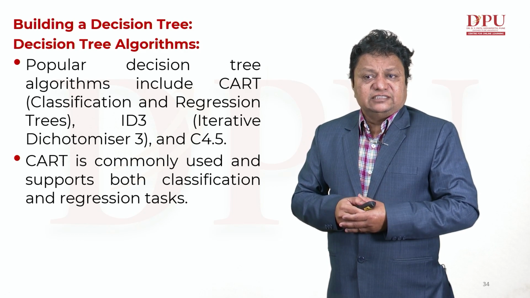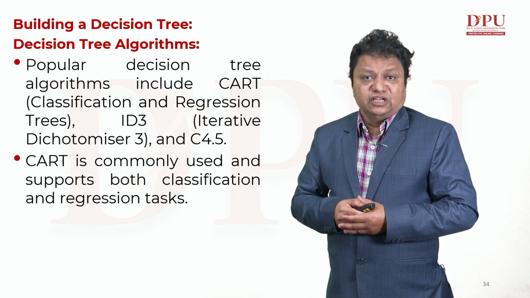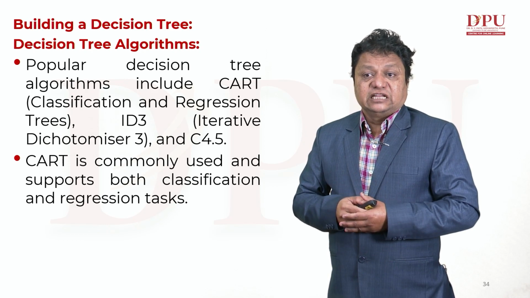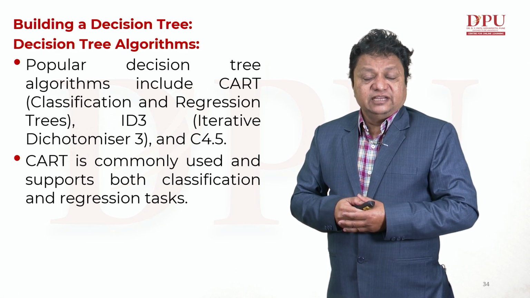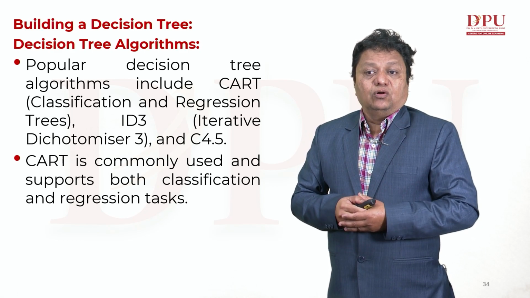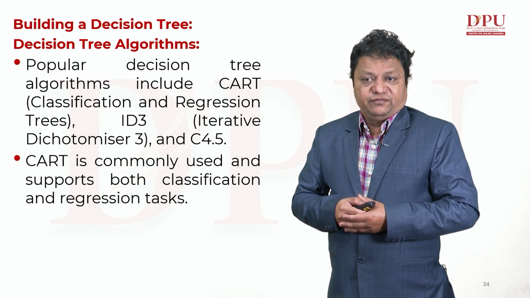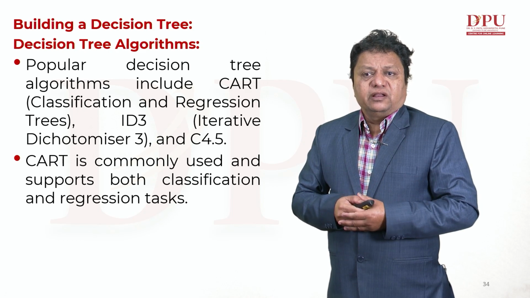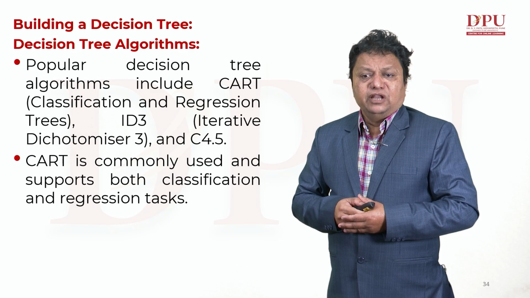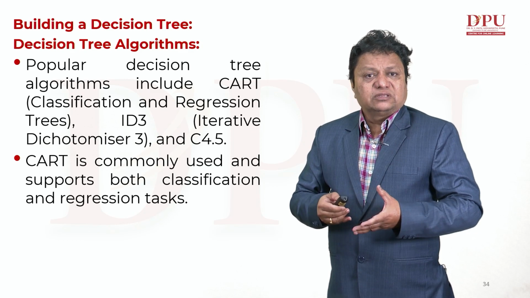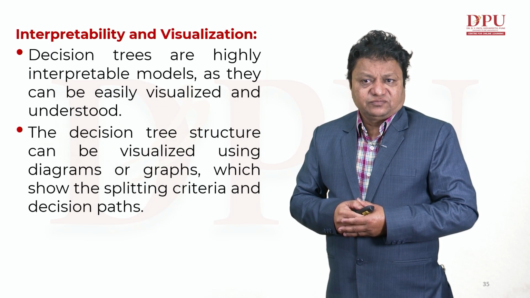Now, let us understand the decision tree algorithm. Popular decision tree algorithms include CART, that is classification and regression trees, ID3, that is iterative dichotomizer 3, and C4.5. So, these are the popular decision tree algorithms which can be used. CART is commonly used and supports both classification as well as regression tasks.